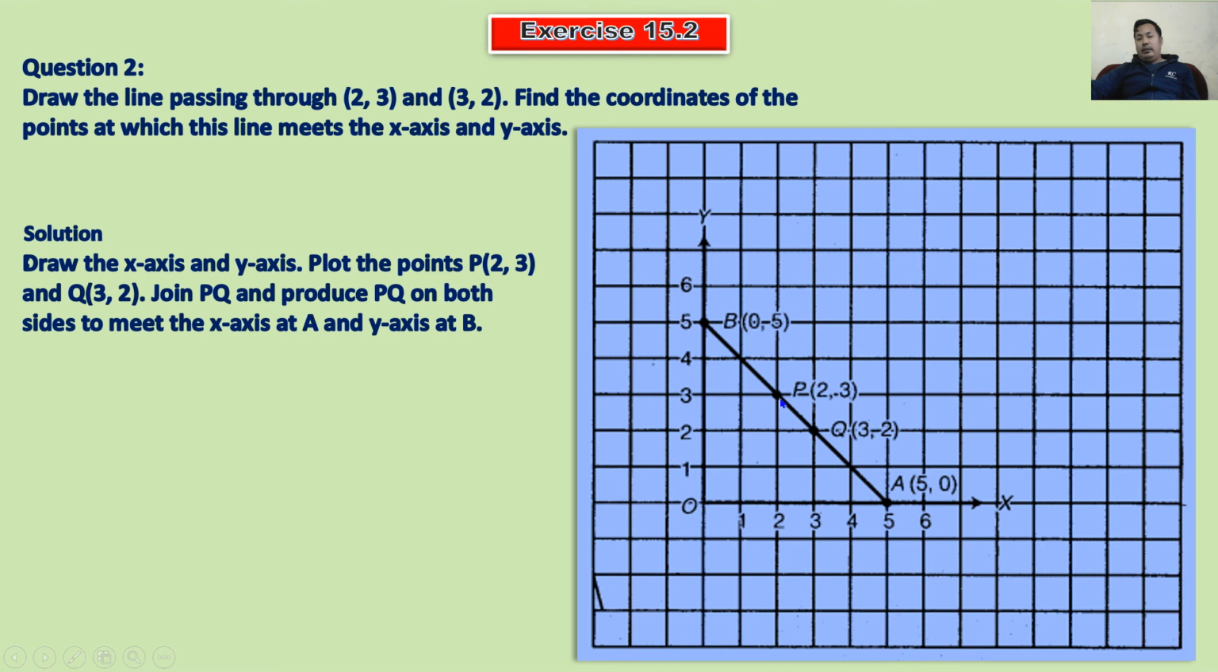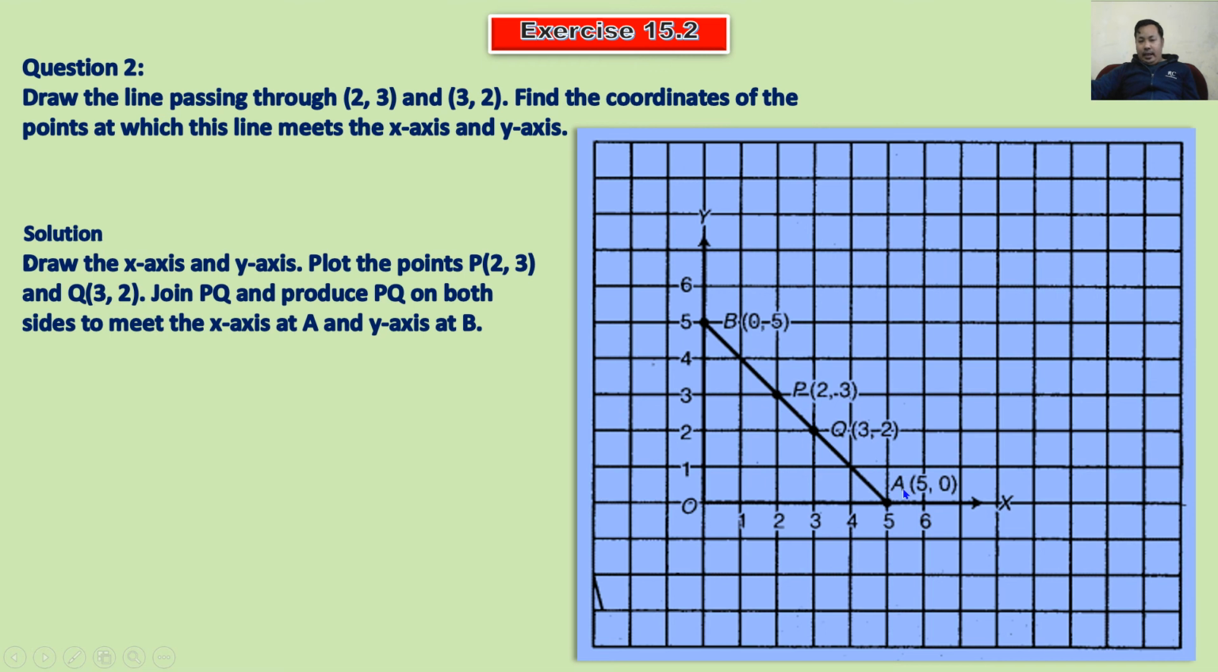So finally you get these 2 points P and Q here, and you have to draw a straight line joining these 2 points, so that the line cuts the x-axis at this point A and the y-axis at point B. So point A and point B are the 2 points where the line is cutting the axes, x-axis and y-axis here.